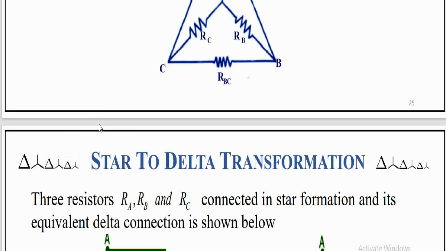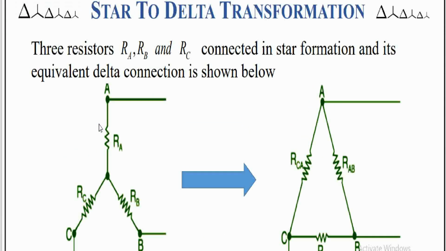If you have done delta to star transformation, it is very easy to do star to delta transformation by using the formulas which we have obtained in delta to star transformation. Those equations only we are going to use in star to delta transformation. Already we have seen the equation for RA. RA is equal to RAB into RCA by the sum of these individual resistances.